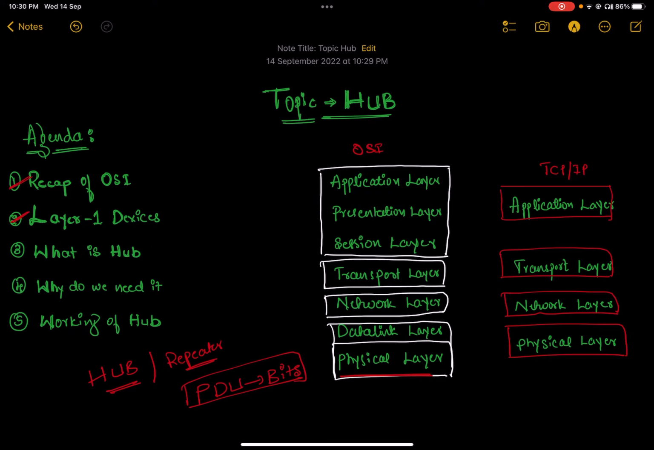Now let's move on, and we'll try to understand what is a hub, and why we actually need it. And very quickly we'll also discuss the working of a hub. Talking about what is a hub, as we already discussed, a hub is a network device, and it is part of our physical layer where our protocol data unit is bits, and the hub was actually designed to group all the devices. We'll discuss more on this in our coming part, like why we need it and the working of the hub.